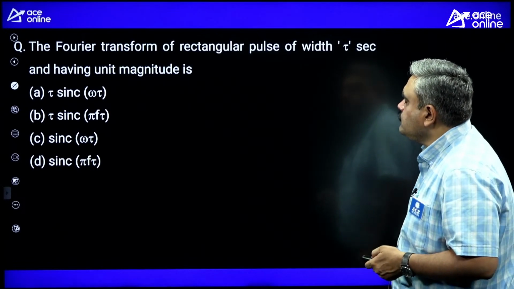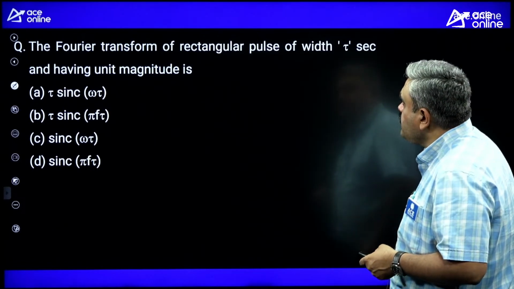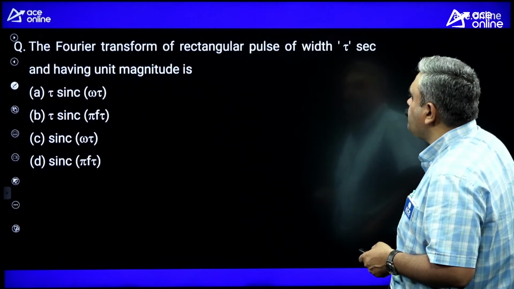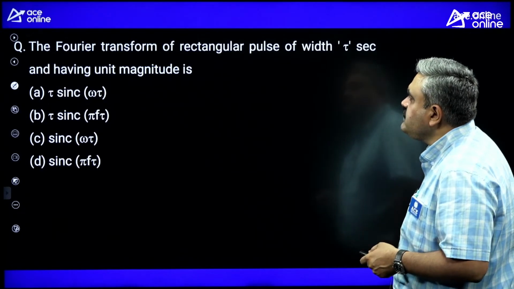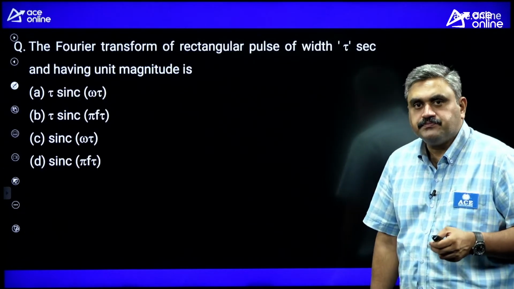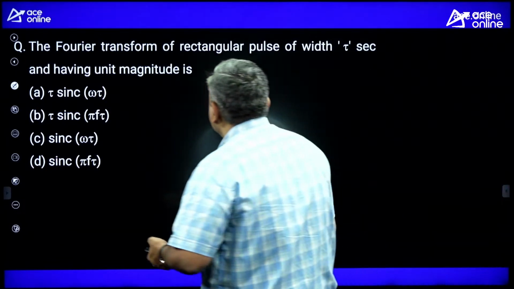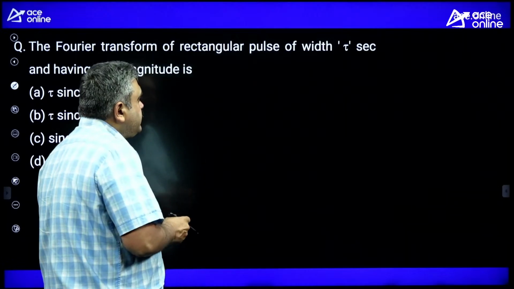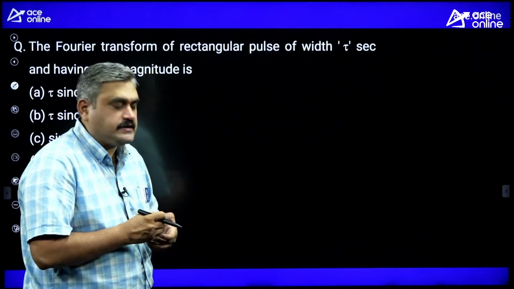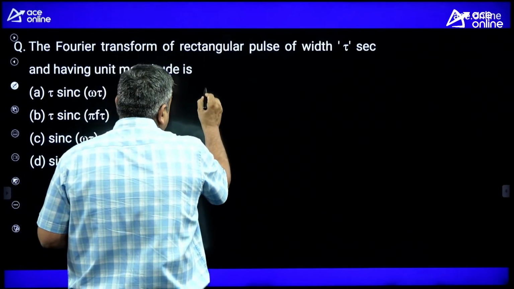Next, let me take you to the next question. The Fourier transform of a rectangular pulse of width tau seconds and having unit magnitude is dash. So what is the question here? He is asking the Fourier transform of a rectangular pulse of width tau seconds. What is the meaning?